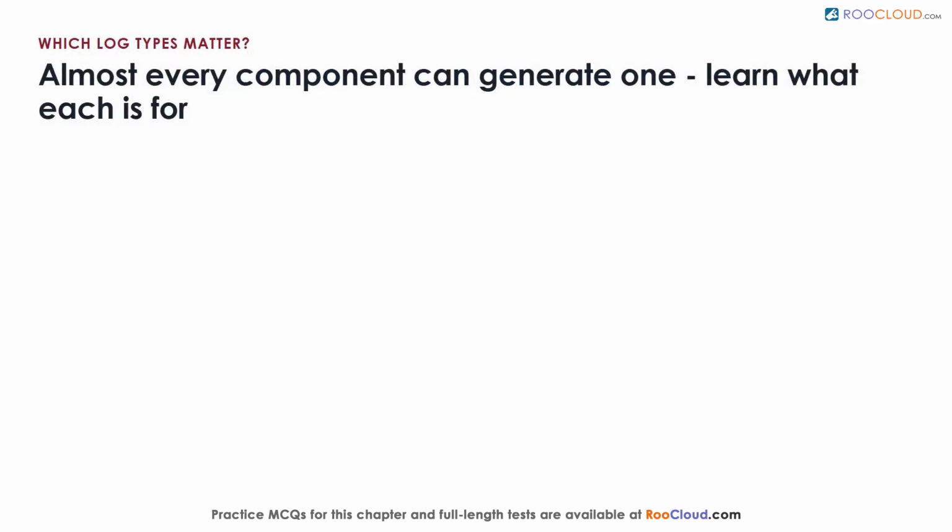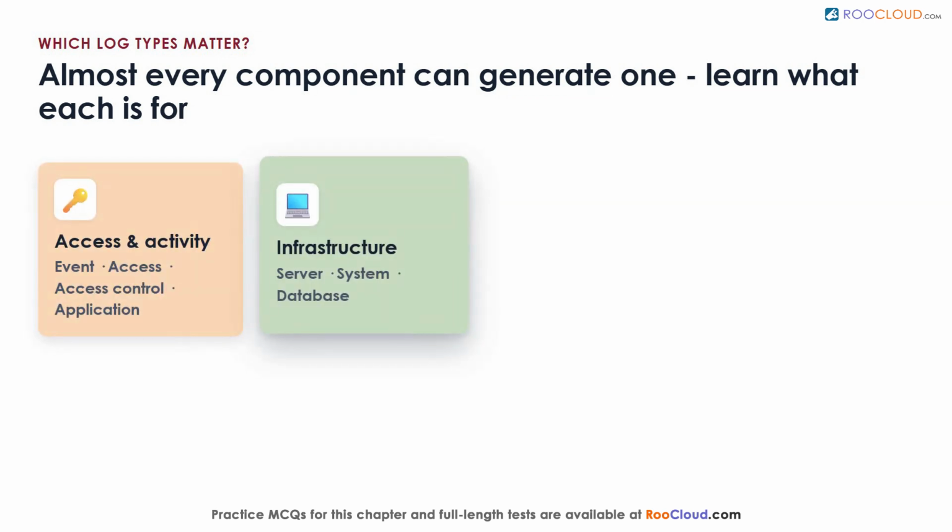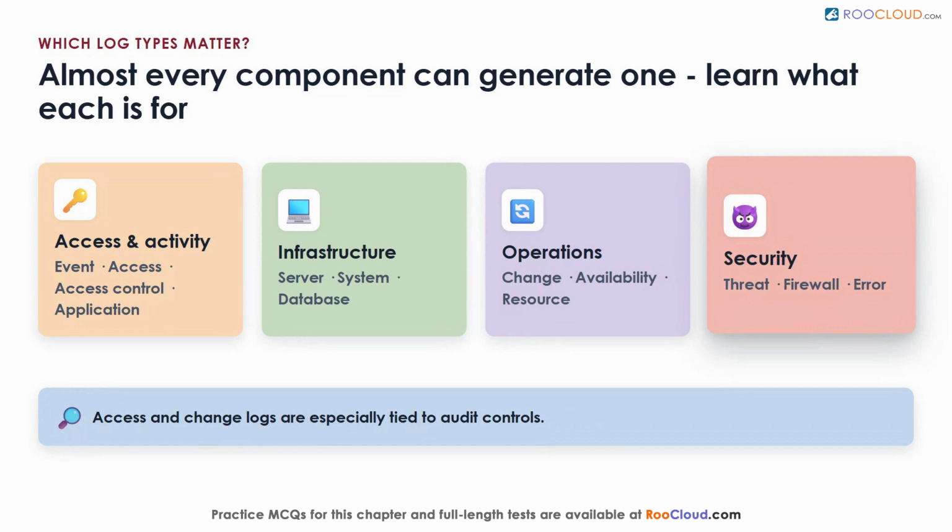What kinds of logs will you actually run into? Almost every component can generate one. Let me group the common ones. An event log captures traffic, logins, and failed passwords. It often works as a detective control after a breach. A server log records activity for one server over a period. A system log captures operating system events, like startups and crashes.